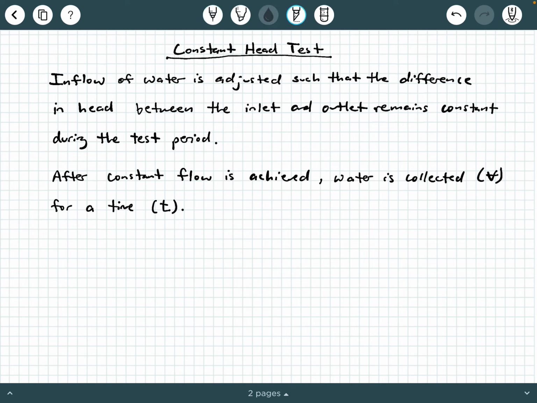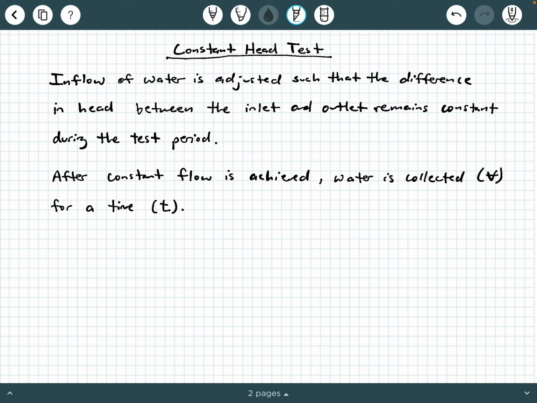Well, what you have is a cell with your soil sample in it, and it's usually a cylindrical cell. And inflow of water is adjusted such that the difference in head between the inlet and the outlet remains constant during the test period, okay?